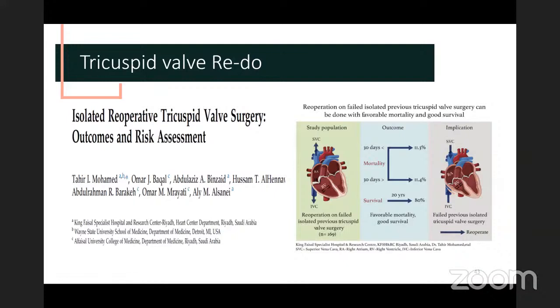and the outcome was comparable to and even better than some of the literature, being around 11% at 30 days and around 30% beyond 30 days. Survival was evaluated up to 20 years, with an 80% survival. So they concluded that reoperation for isolated tricuspid valve after a failed previous valve surgery is safe and had a favorable mortality and good survival.